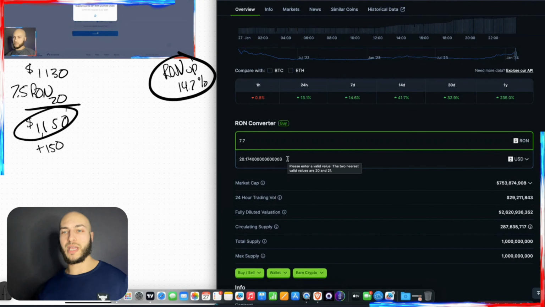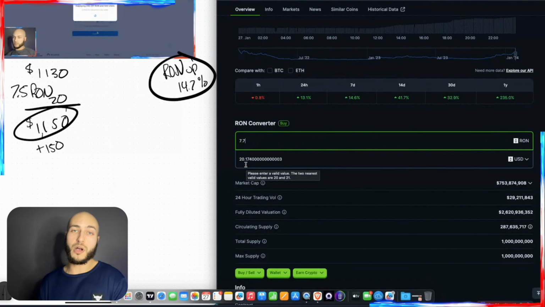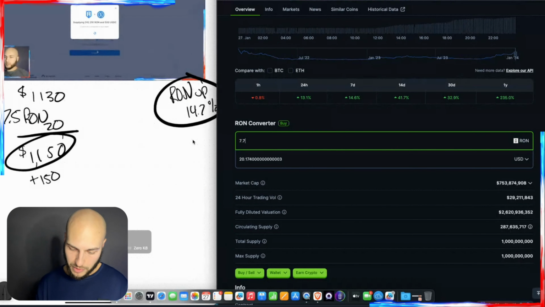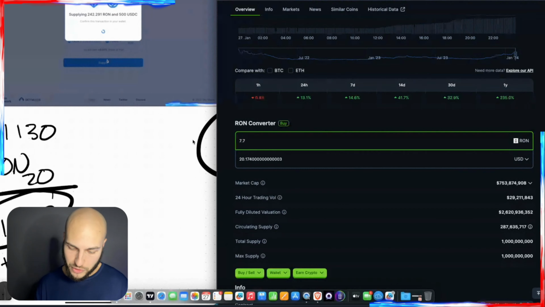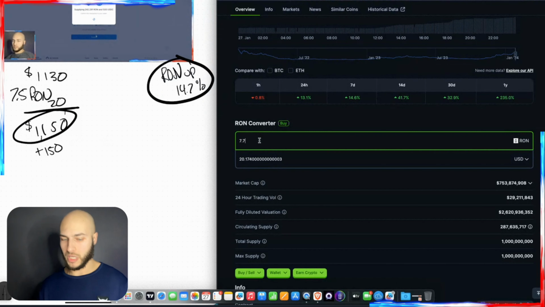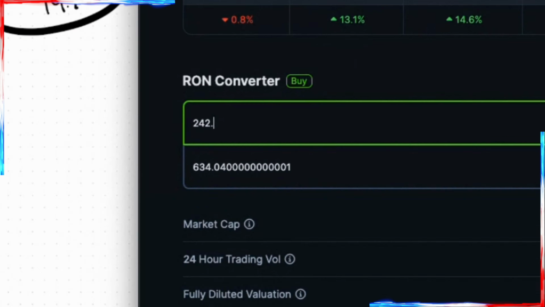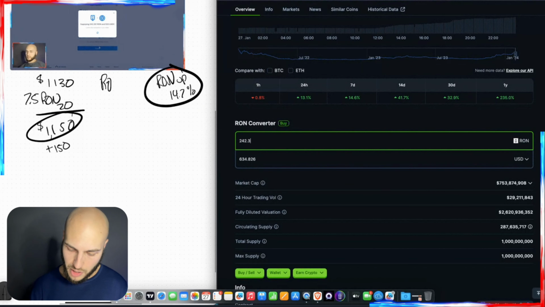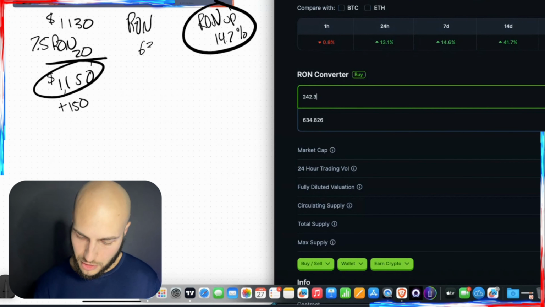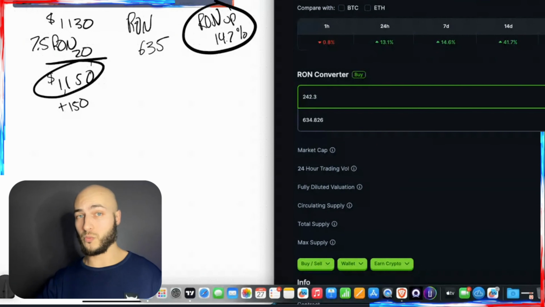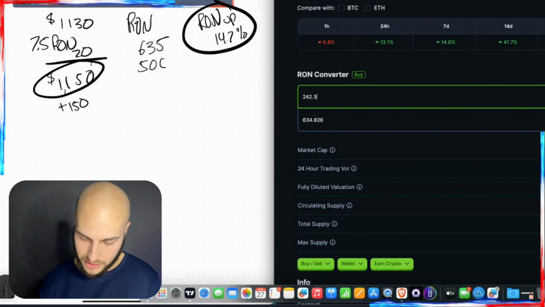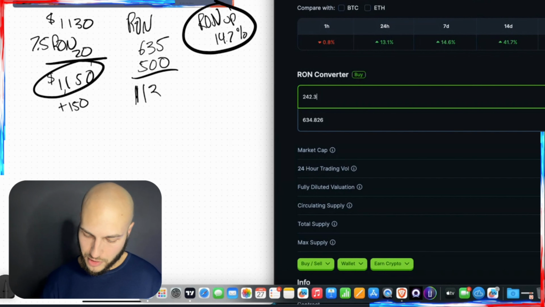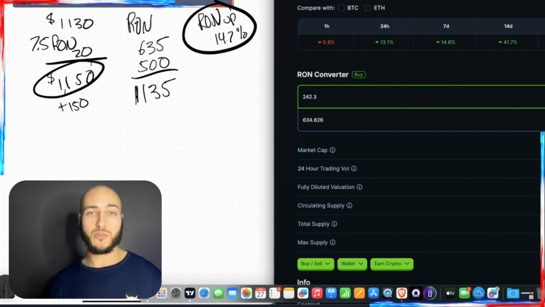So now let's look at what would have happened had I not staked this and just held the $500 worth of RON and the $500 USDC. So again, I had put in 242.3 RON. That RON now would be, we'll call it $635. Now the $500 wouldn't have changed at all because I would have just had that in USDC. And if I add this up, I have 1,135. So from this right here, can you see where the impermanent loss is?